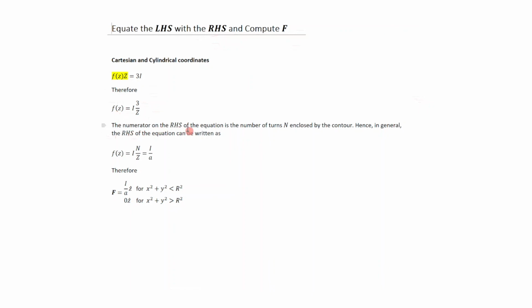The numerator on the right-hand side of the equation is the number of turns n enclosed by the contour. Hence, in general, the right-hand side of the equation can be written as f of z equals I n divided by z, but this is nothing more than I divided by the pitch of the winding. So n over z is equivalent to the pitch of the winding. The units are 1 over meters. Okay, so now we know that the field is pointing in the z hat direction inside and 0 outside. And we know its magnitude is I over A, and so now we can write out the full expression: F is equal to I over A z hat for x squared plus y squared less than r squared, and is equal to 0 once you're outside the circle.